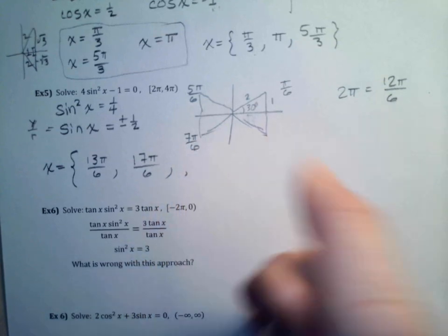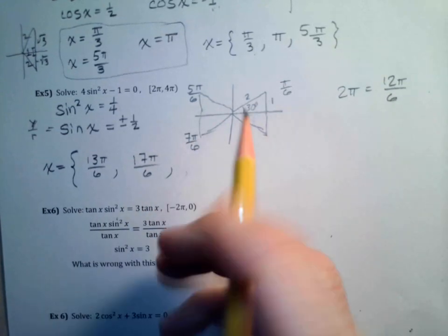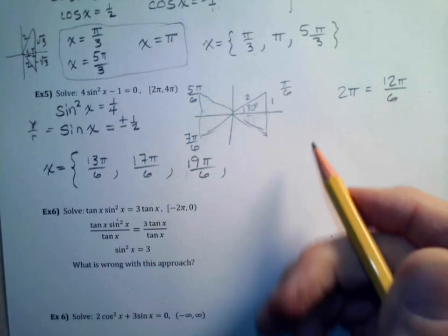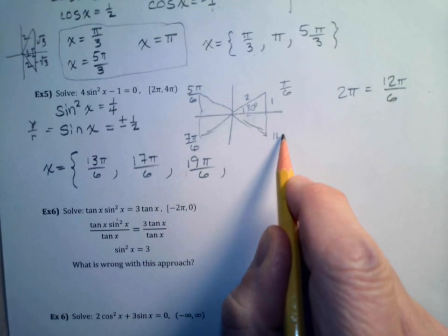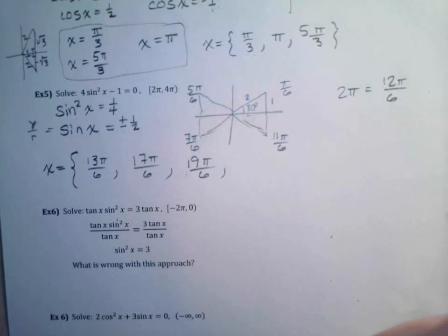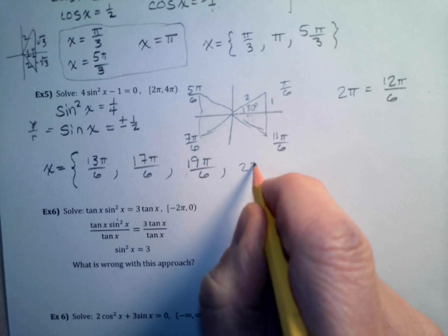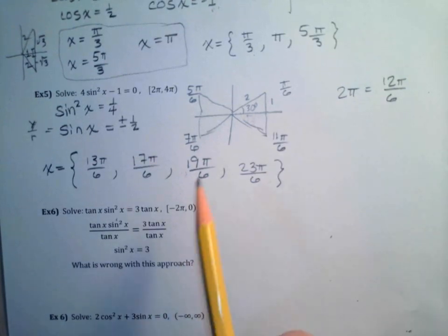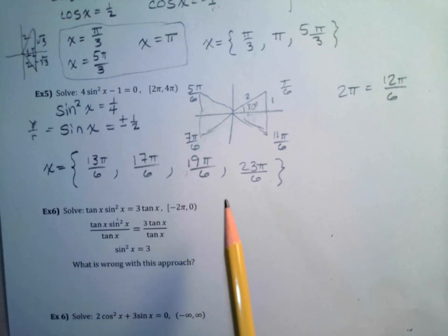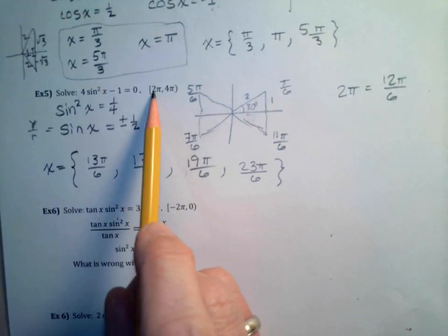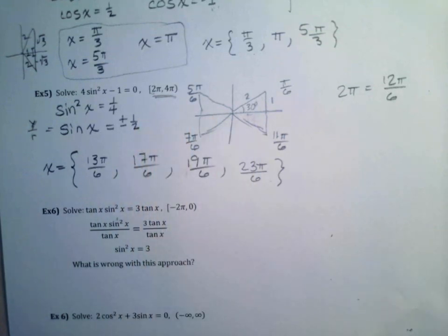So that gives us 19 pi over 6. And then finally, this one would be 11 pi over 6. But again, we're going to add 12 pi over 6 to that. So that's 23 pi over 6. So that is the solutions to all of these in the range of 2 pi to 4 pi.